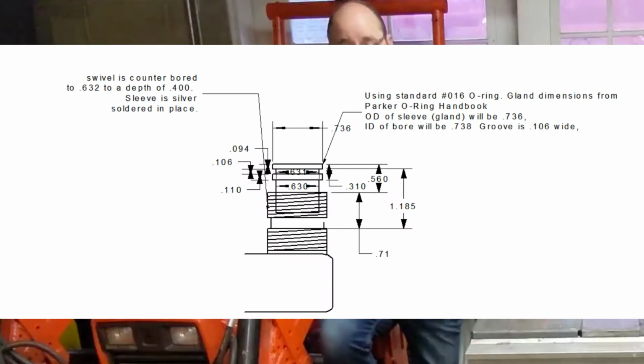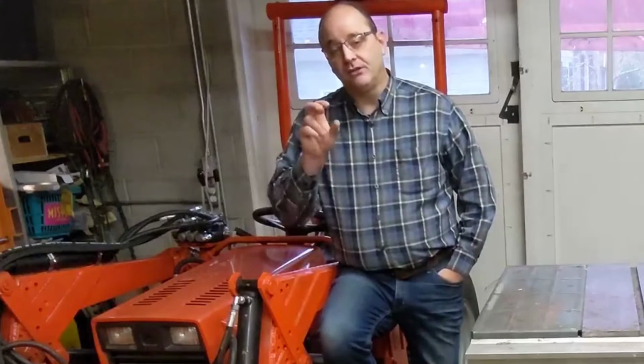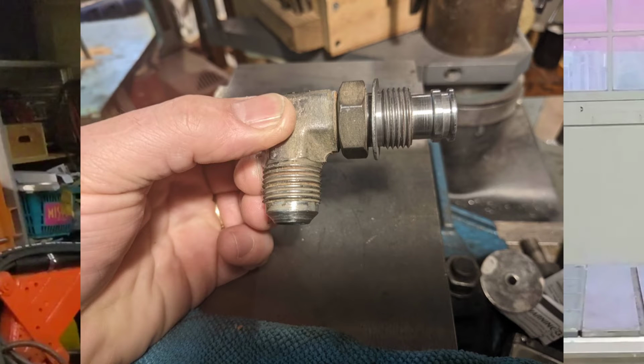Working from the detailed sketches of the factory Case Power Beyond sleeve, I drew up the modifications necessary to machine the Power Beyond into the swivel side of a standard number 10 SAE swivel. We'll be creating the actual sleeve part and then boring out the swivel fitting to receive that part we create. Then we'll silver solder it in place and join those two parts as one.